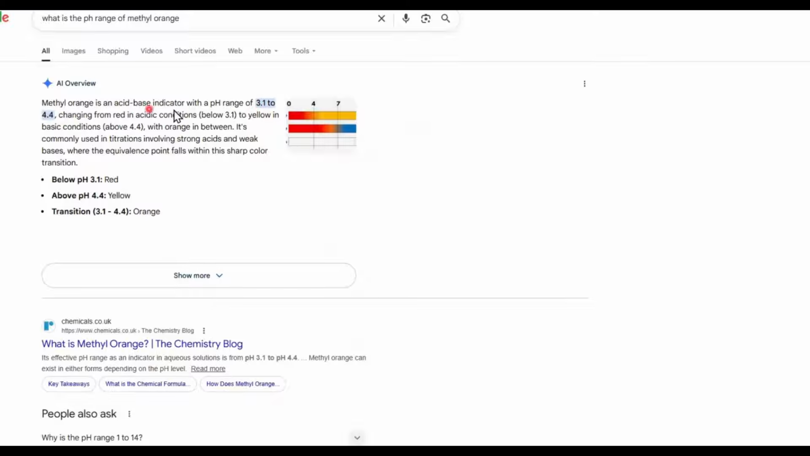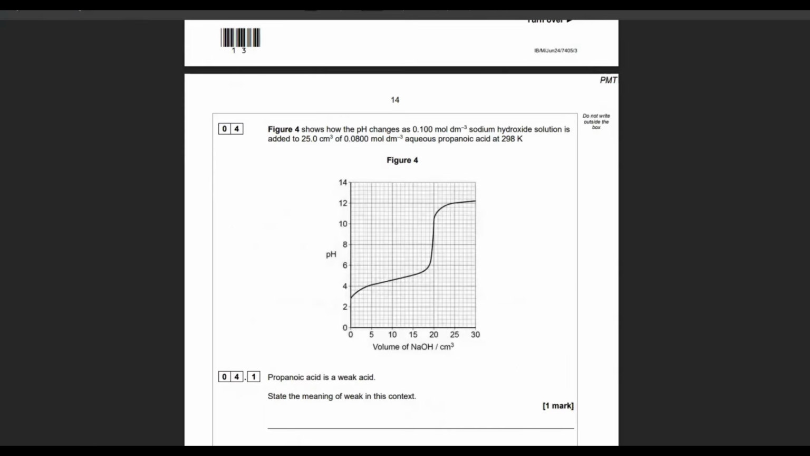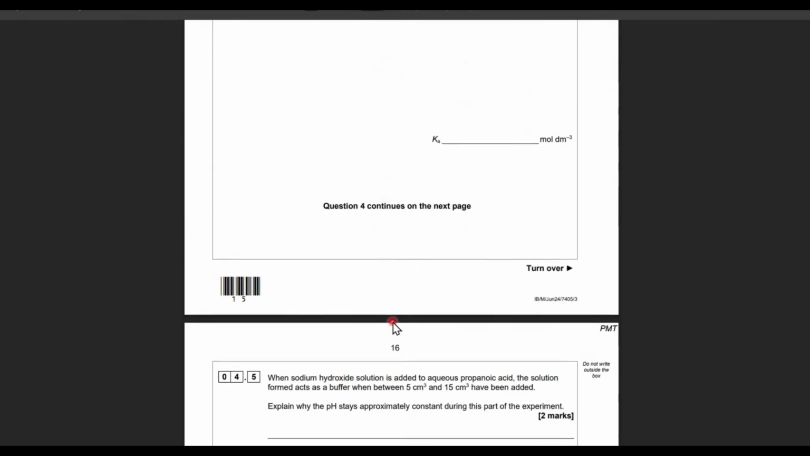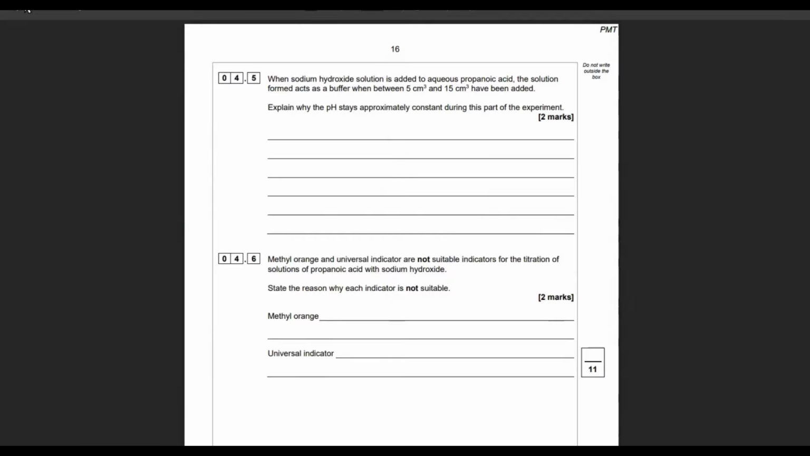Methyl orange is an acid-base indicator with a pH range of 3.1 to 4.4, changing from red in acidic conditions below 3.1 to yellow in basic conditions above 4.4. Wrong paper. There we go. Back to where we are. Okay, so we can tell here that the range of pH for the color change of methyl orange does not match the equivalence point for this reaction. Therefore, methyl orange is not suitable.